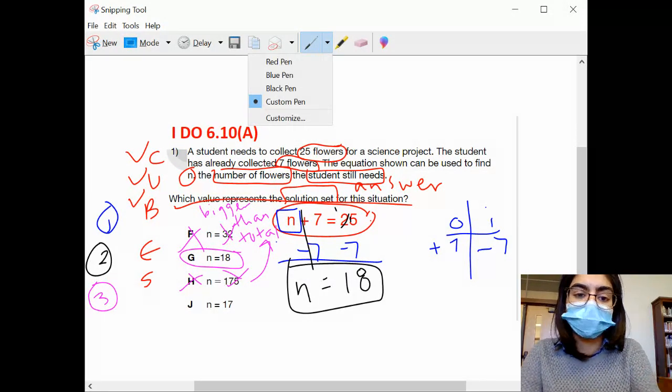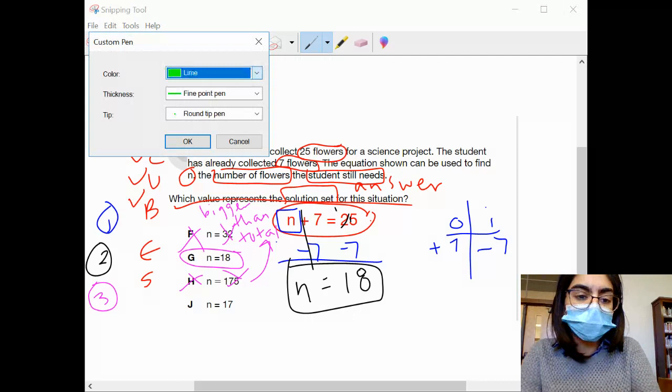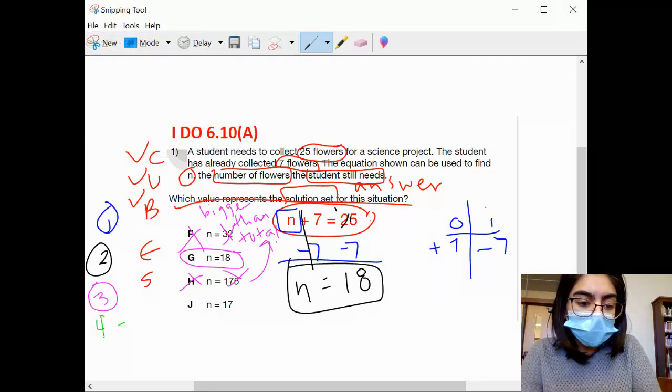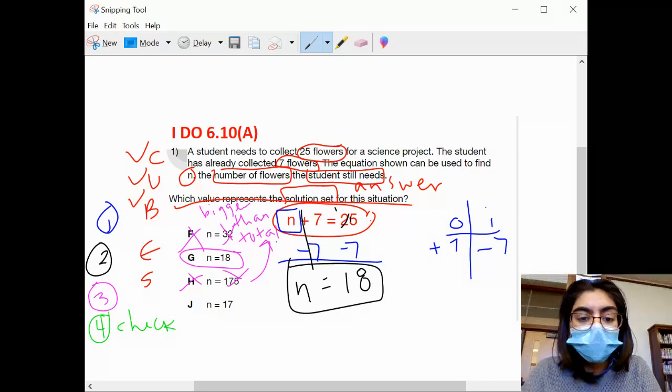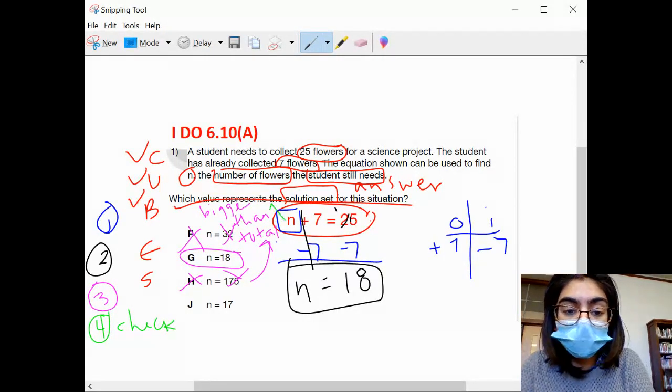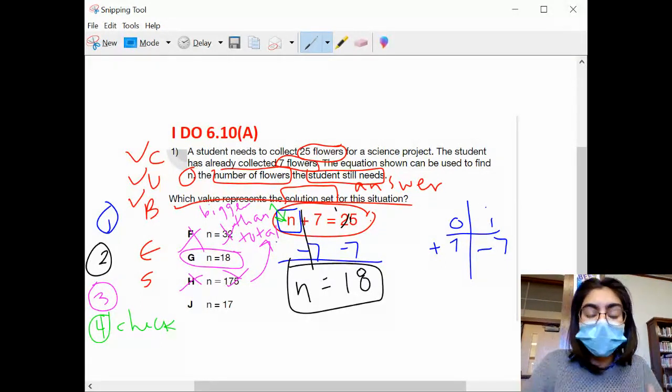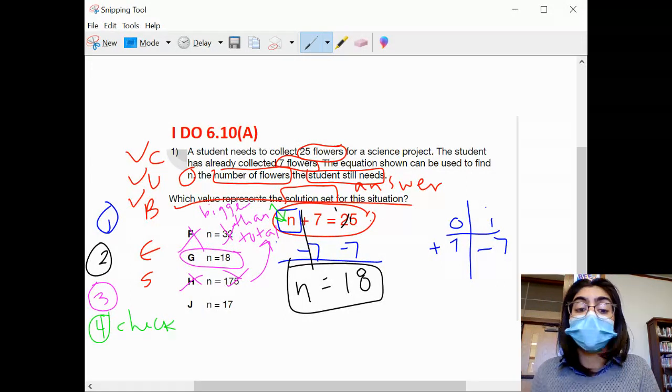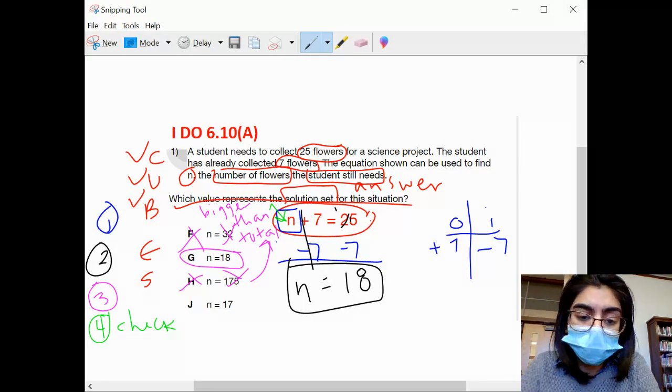So give me 1 second. Let's go ahead and do our final step, which is checking your answer. Let's check our answer. So here's how we do it. We plug in 18 into the original equation for n. Because if n equals 18, then wherever we see an n, we can put the number 18 and it should still work. So let's try it.